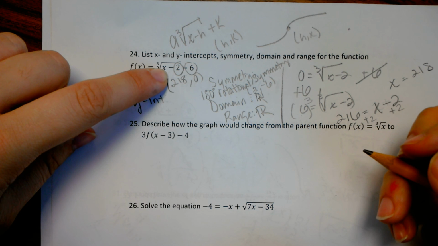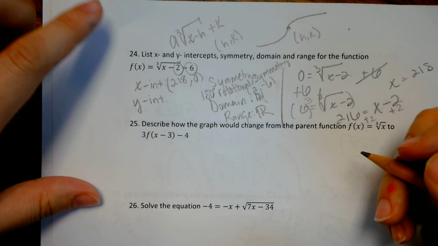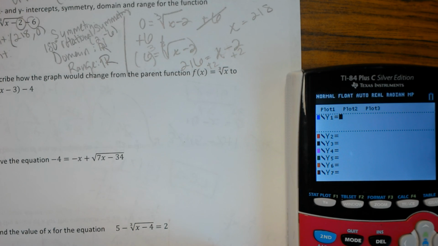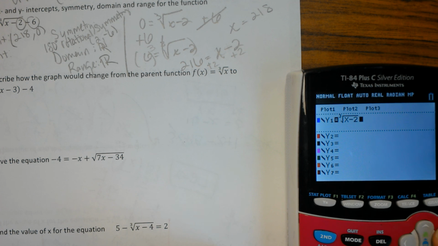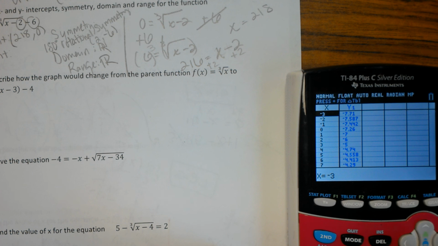My y-intercept's rather simpler. I just substitute 0 in for x. I can just go to the table for that. Go to Y1, math 4, x minus 2 minus 6. Go to my table, 0. So my y-intercept is 0, negative 7.26.